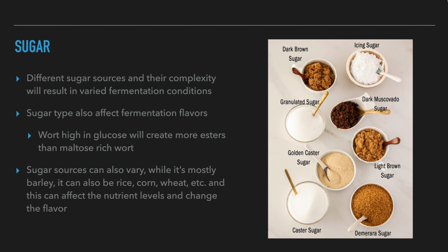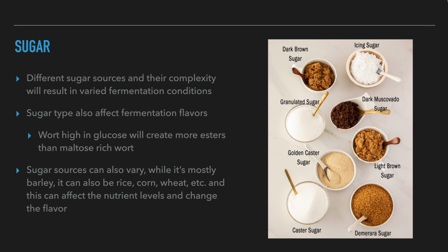We'll start by talking about the sugar. There are all kinds of sugars, and each, depending on their complexity, has different fermentation conditions. For example, yeast will not start digesting dextrose until they've finished digesting all the glucose. In addition, the type of sugar also affects the flavors of fermentation. For example, fermentation of wort with more glucose will create a more estery beer than wort with more dextrose.